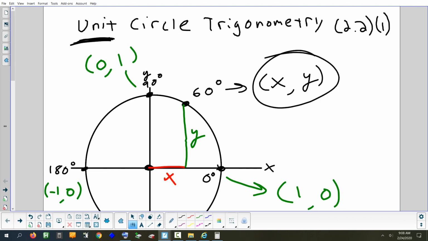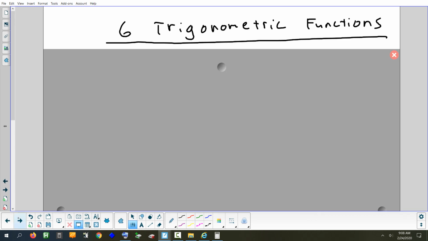It's going to be based on the fact that you were able to figure out the coordinate. If you can't get the coordinate, then you're not going to be able to do any of these definitions. Okay, so you have to be able to figure out that x and that y value.